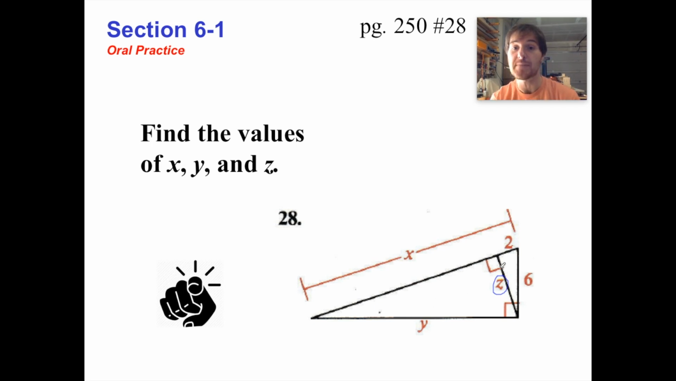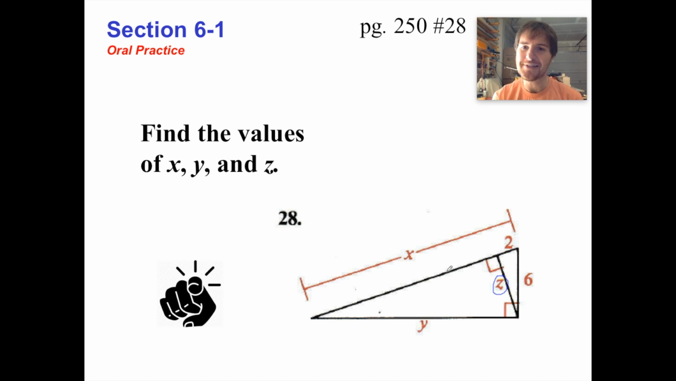So it's the geometric mean of this and this, right? Of the two segments of the hypotenuse. So you want to start by looking at your largest triangle and figuring out where the hypotenuse is here. Okay, here's our hypotenuse. That means 2, and whatever that is, Z is the geometric mean of that.